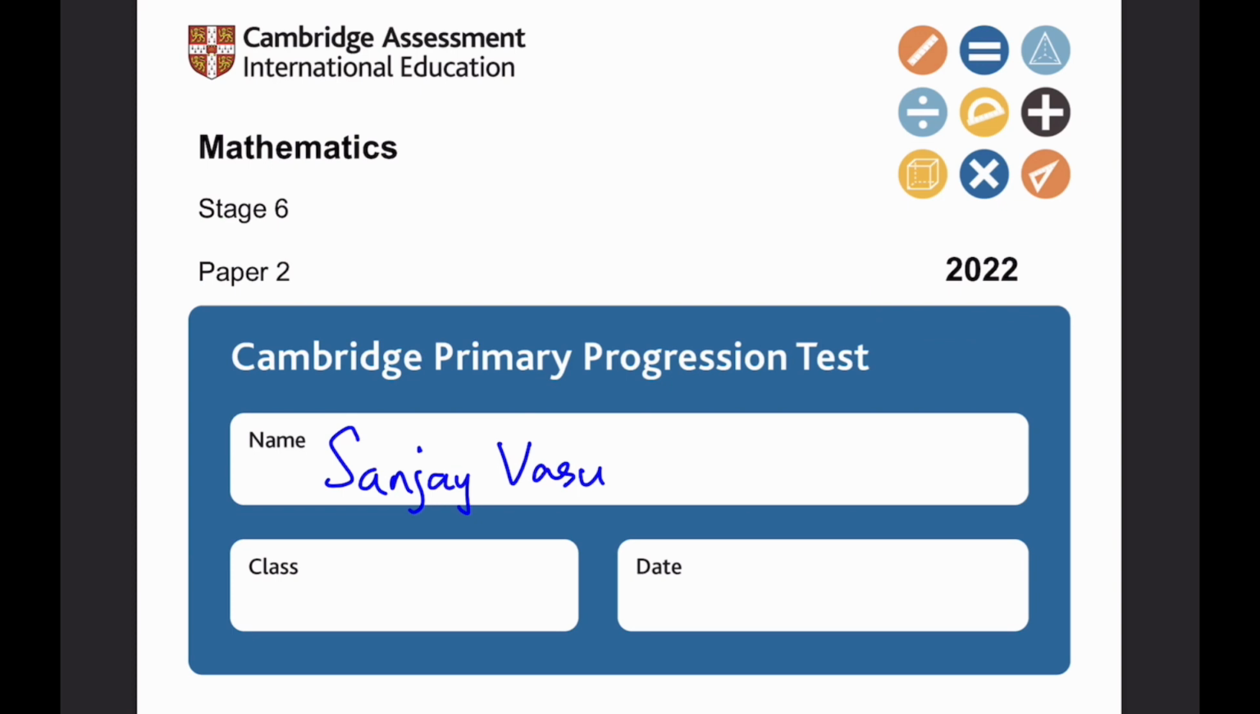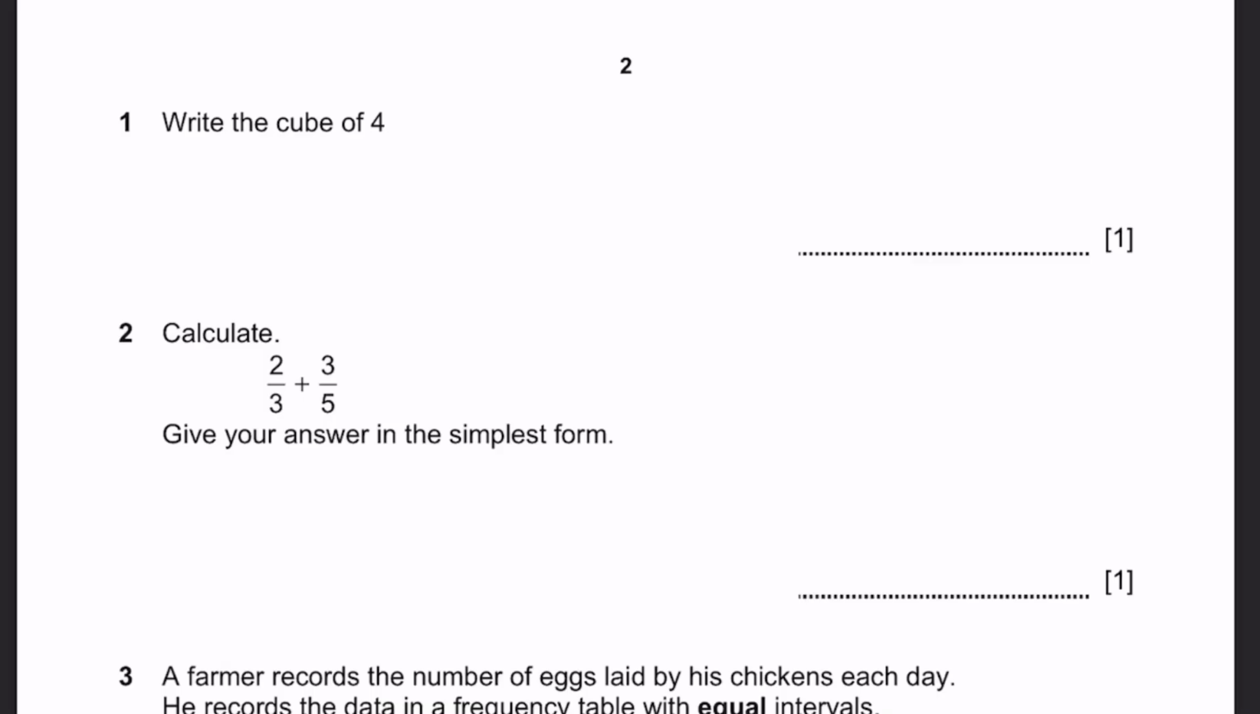Let's start. Question 1. Write the cube of 4. That's just 4 cubed, which is 64. That's the answer. 2. Calculate 2/3 plus 3/5. Give your answer in simplest form.